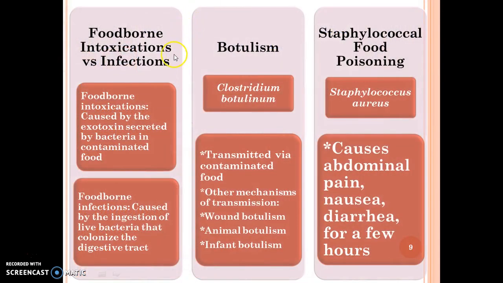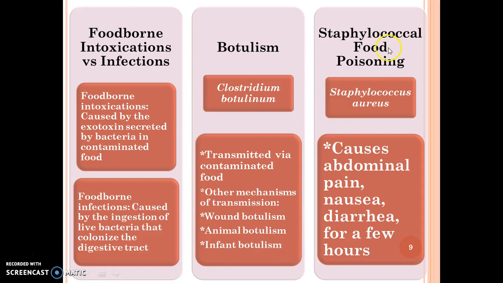Foodborne intoxications versus infections. Foodborne intoxications are caused by exotoxins secreted by bacteria in contaminated food, and foodborne infections are caused by the ingestion of live bacteria that colonize the digestive tract. Another foodborne disease, botulism, is caused by Clostridium botulinum, transmitted by contaminated food and other mechanisms of transmission: foodborne botulism, animal botulism, and infant botulism.